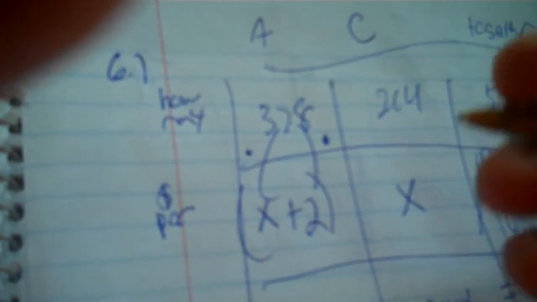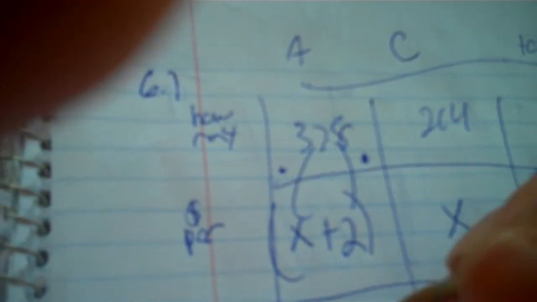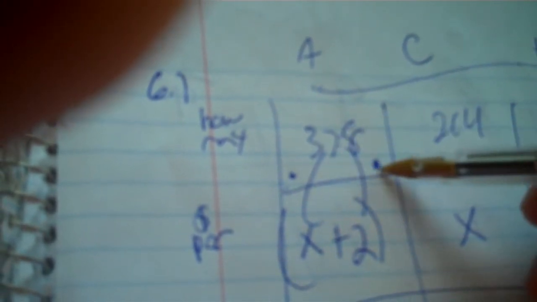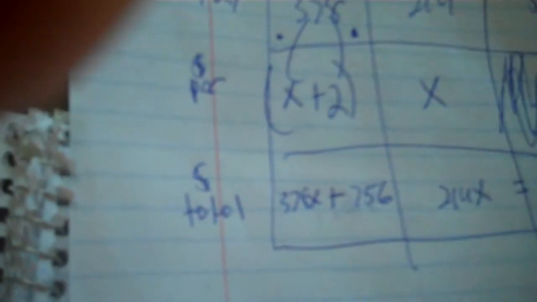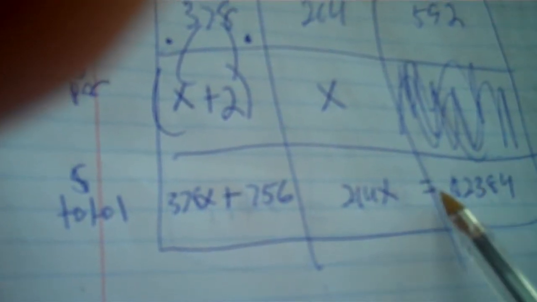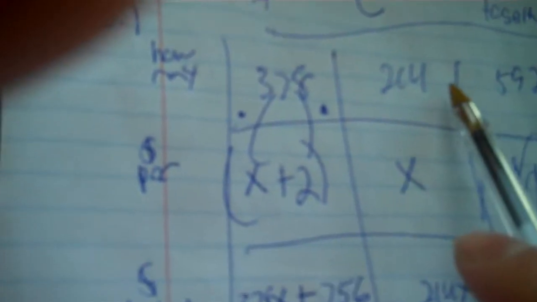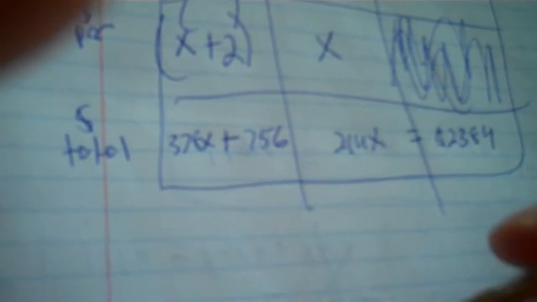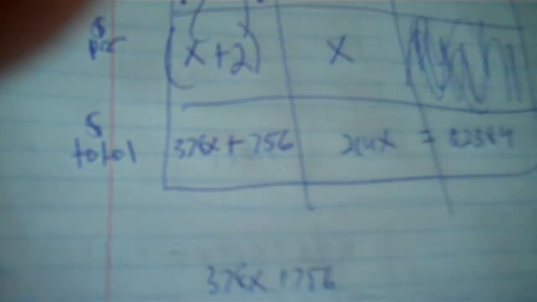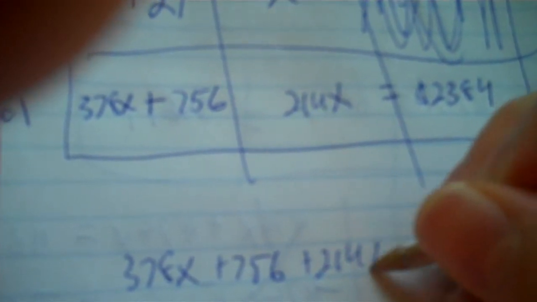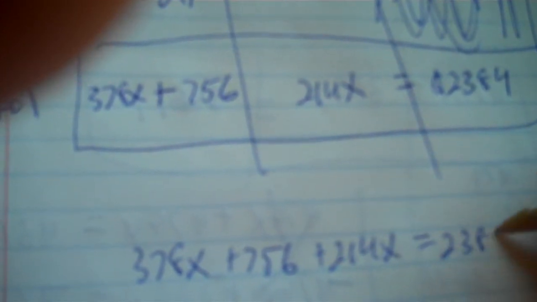So 378 times x is 378x. 378 times 2 is 756. So there's the only equation I need, okay? That isn't going to help me up there because there are no variables. So I have 378x plus 756 plus 214x equals 2,384.